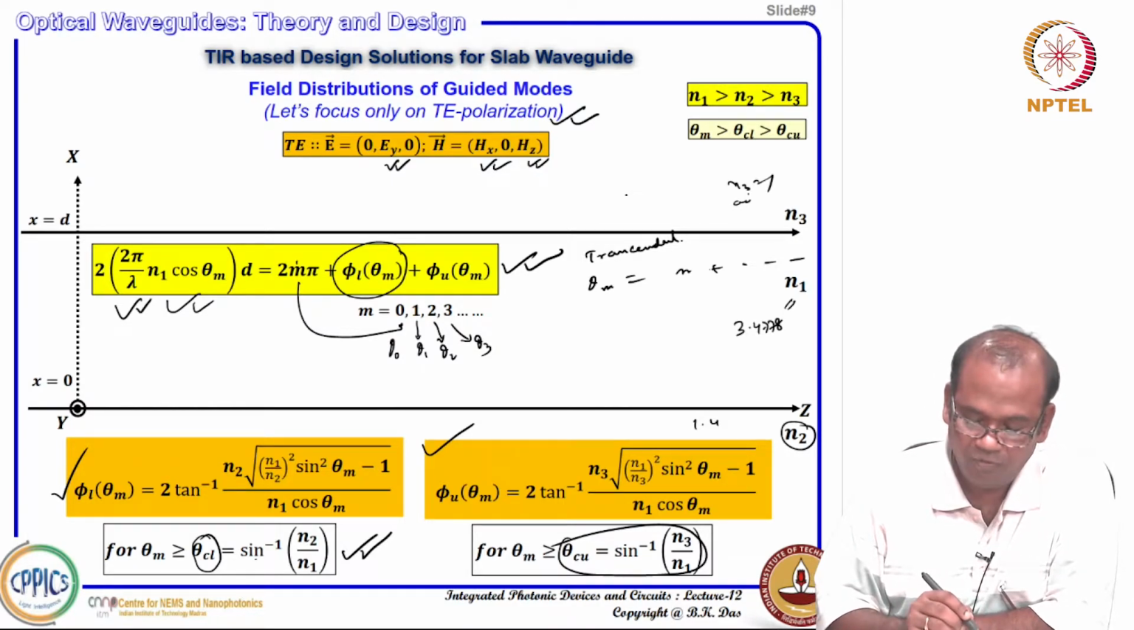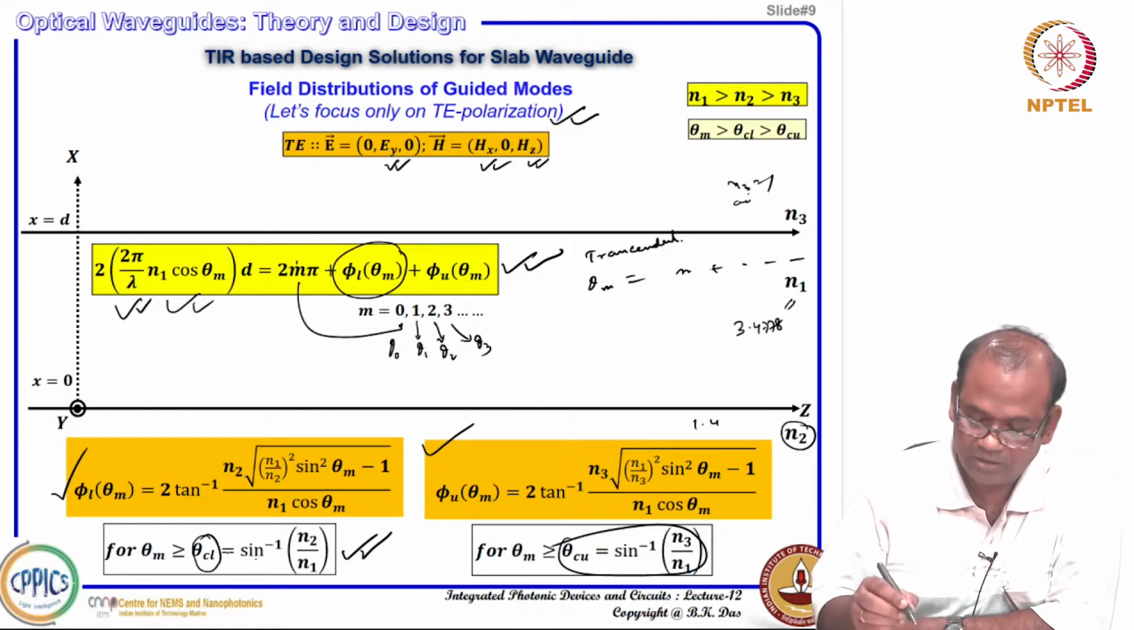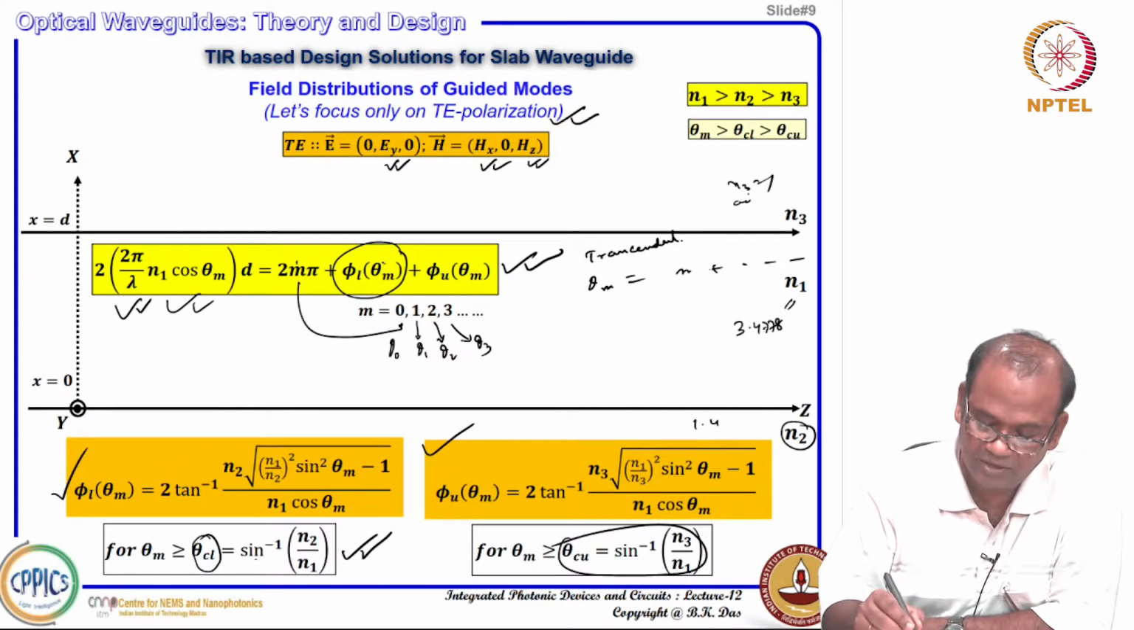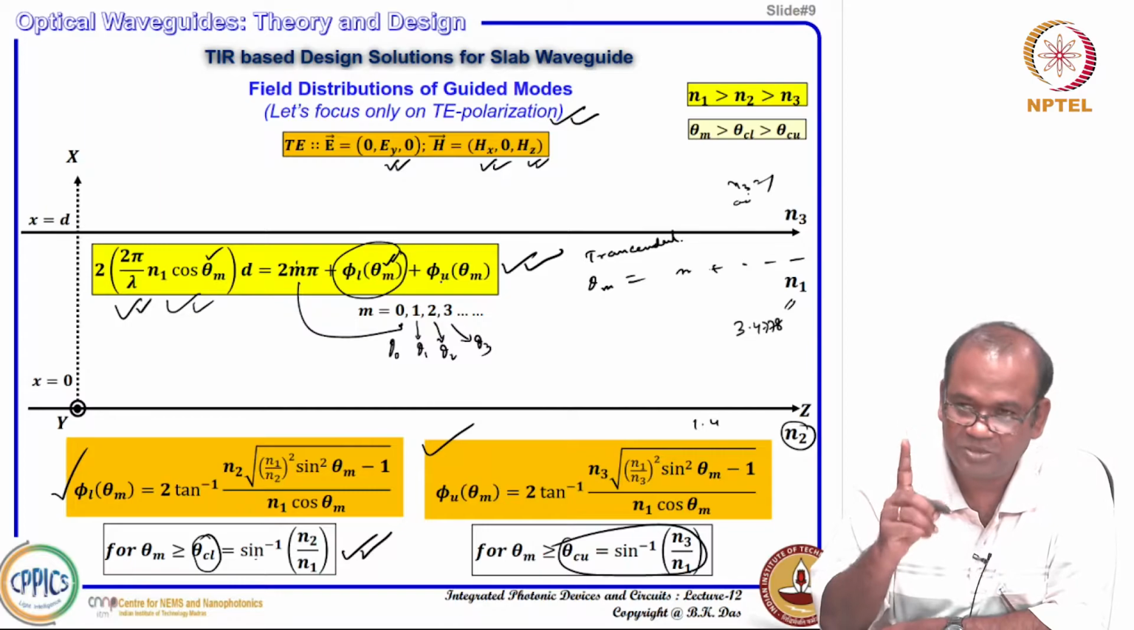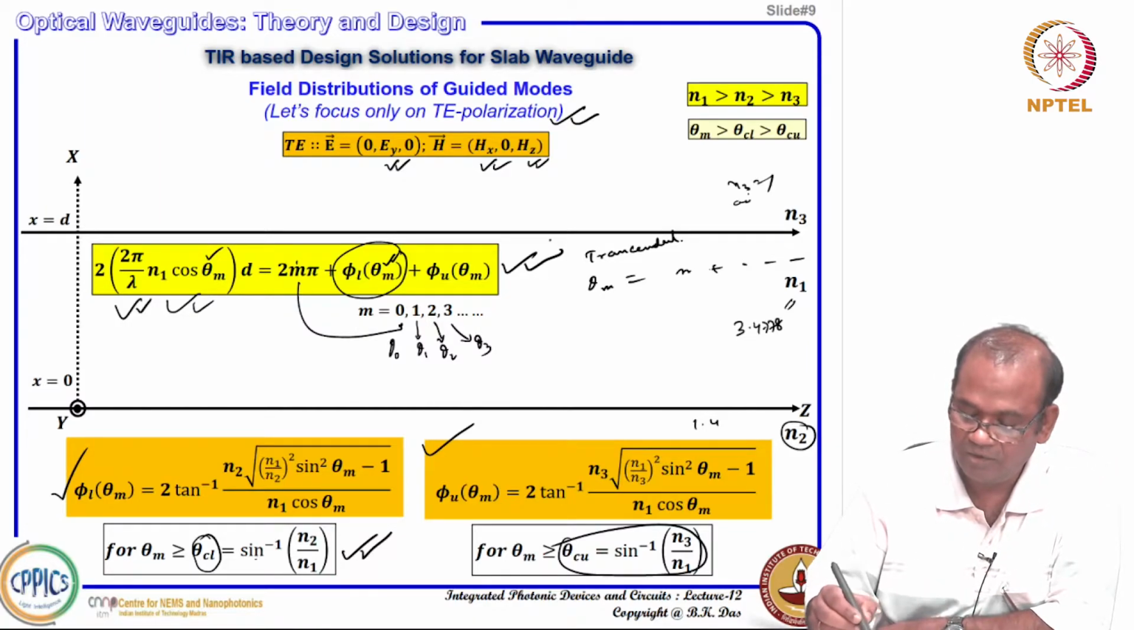And one thing you must know is that total internal reflection ensures that whatever solutions for the angle theta you get, they must be greater than the critical angle of both interfaces.